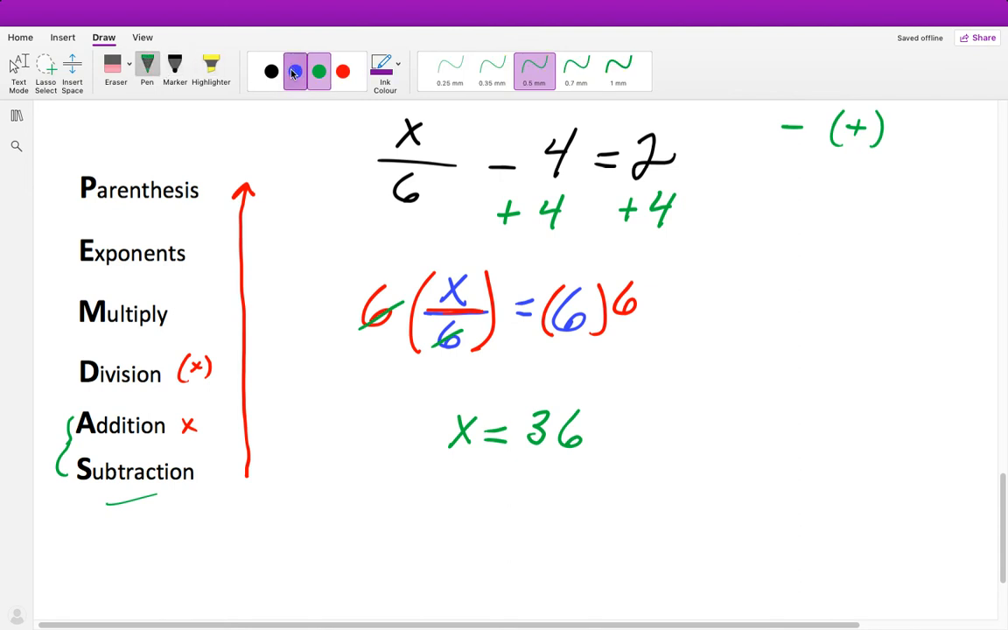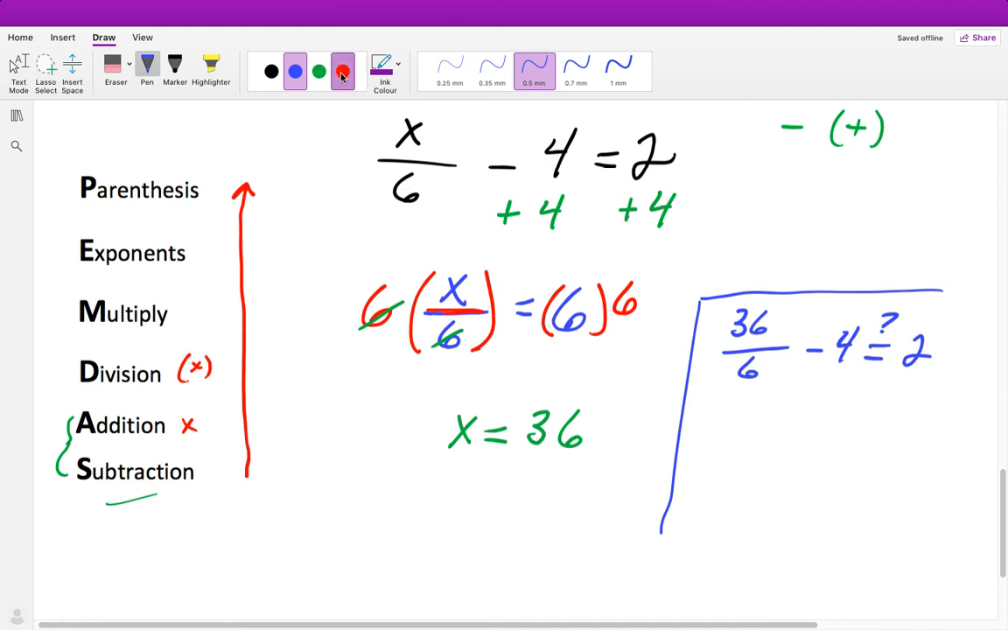Now, one thing that you can do to check your work every single time is you can go ahead and plug it in. Does 36 over 6 minus 4 actually equal 2? Well, 36 divided by 6 is going to give me 6. 6 minus 4, does this equal 2? Well, 6 minus 4 is in fact 2, so that shows yes, we got it right. All right, so for these questions, you can always plug it back in and check your work.